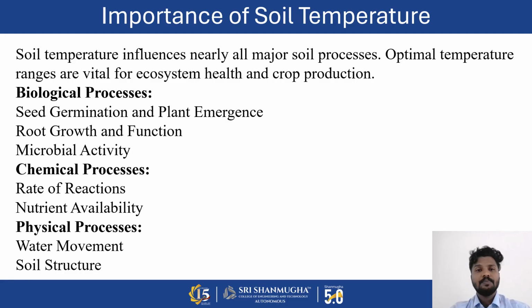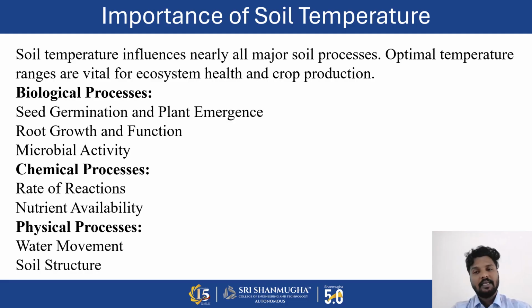The first one is the biological process. In the biological process, seed germination, plant emergence, root growth and function, and microbial activities are mostly influenced by soil temperature in an adverse way. So first, we can see each biological process in detail. The first one is seed germination and plant emergence. Each crop has a specific minimum and optimum soil temperature for its seeds to germinate.